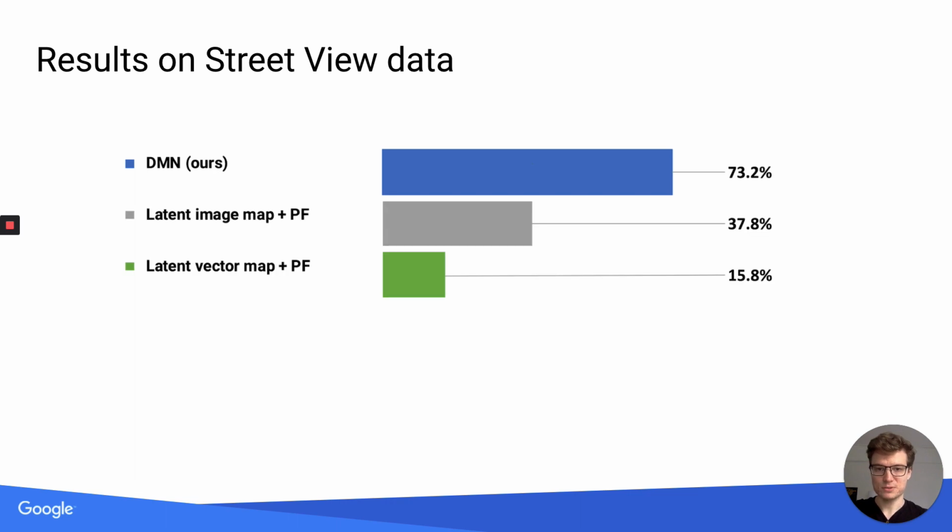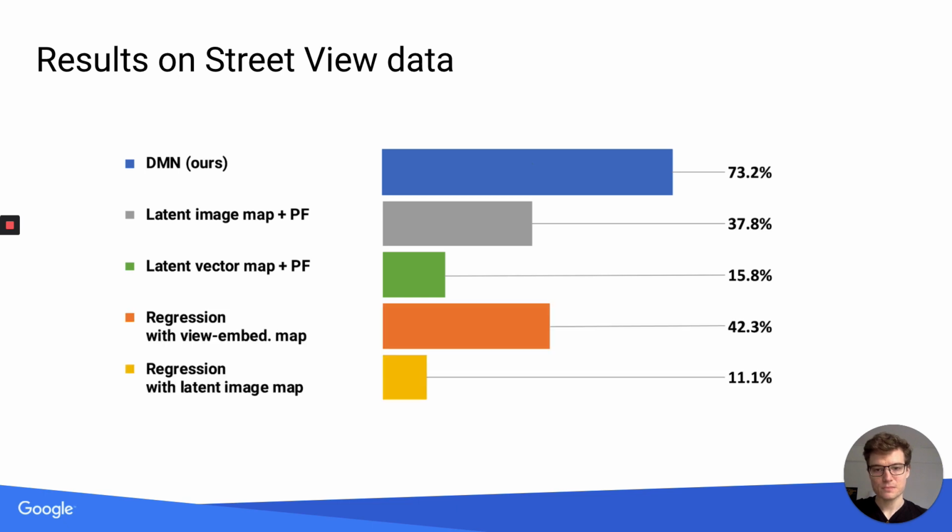We first compared to alternative map representations from prior work that use a latent image or a latent vector to represent the map without explicit geometric structure. We also tried replacing the particle filter component of our architecture with a simple regression network. All these alternatives perform significantly worse. We also compared to an oracle that predicts the closest known viewpoint at each step. This oracle provides an upper bound on the performance of any approach that's based on similarity of the images.